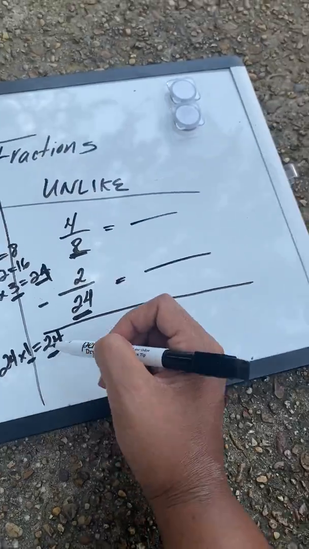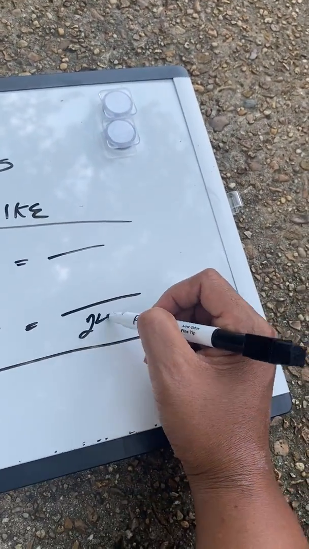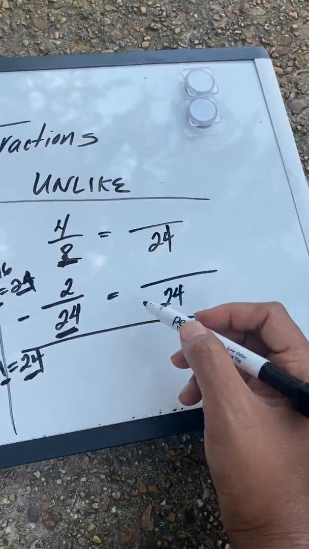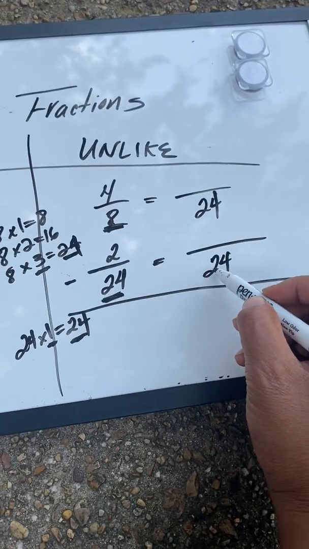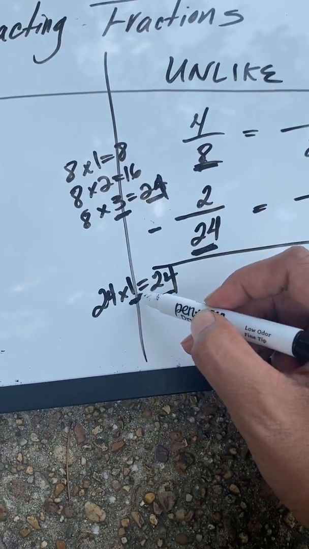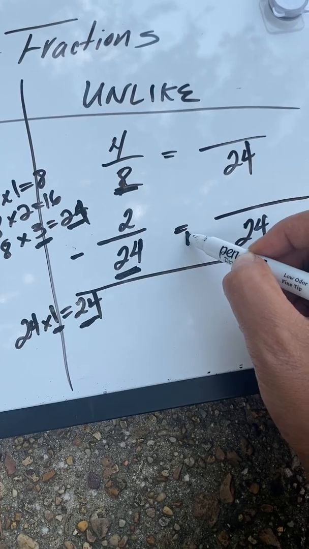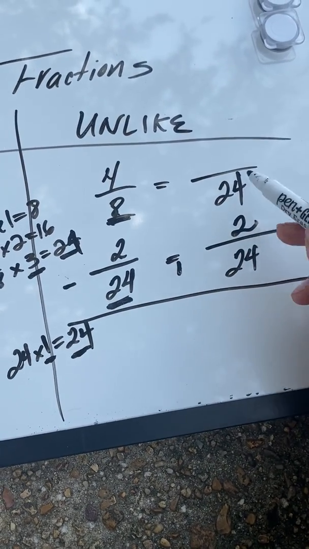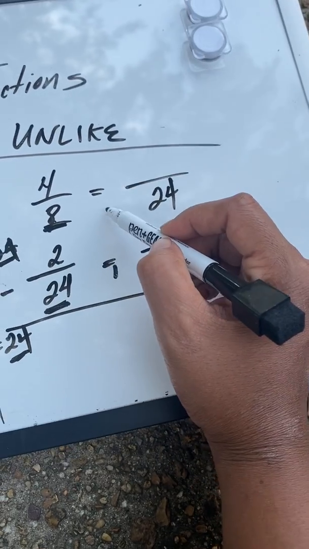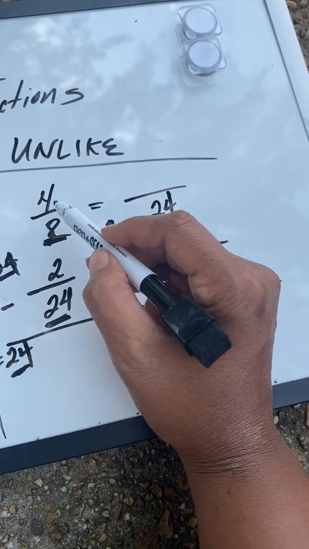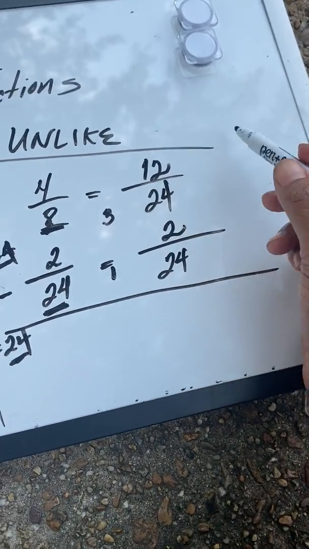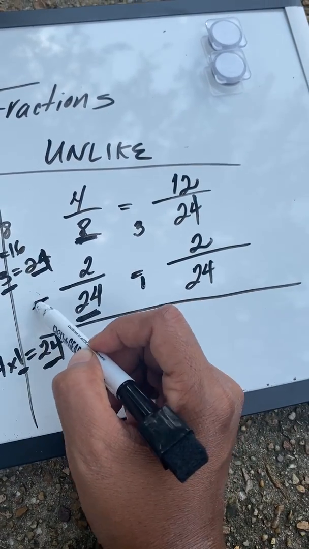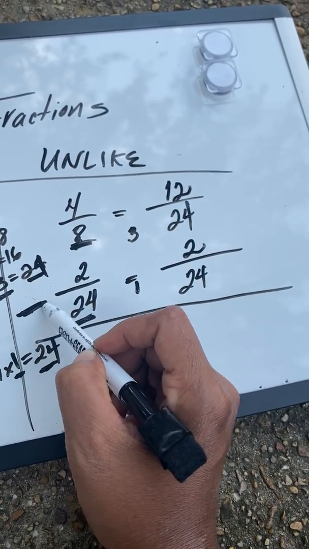24 goes into itself one time. All right, so I'm going to put 24 here and 24 here because we already see that 24 goes into 24 one time. So we write 1 here, and then 1 times 2 is 2. 24 goes into 8 3 times. 3 times 4 is 12. And remember, I'm ready to solve and I'm subtracting.